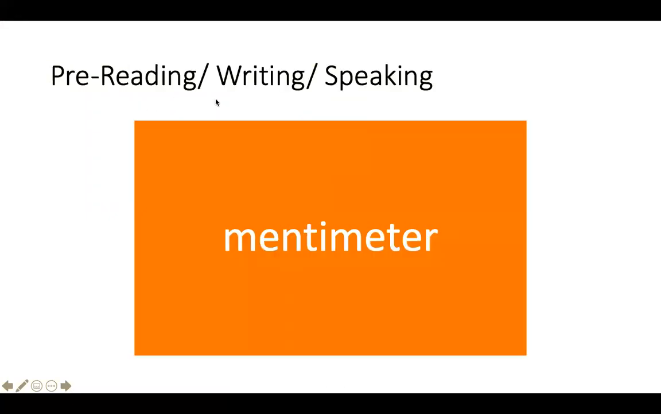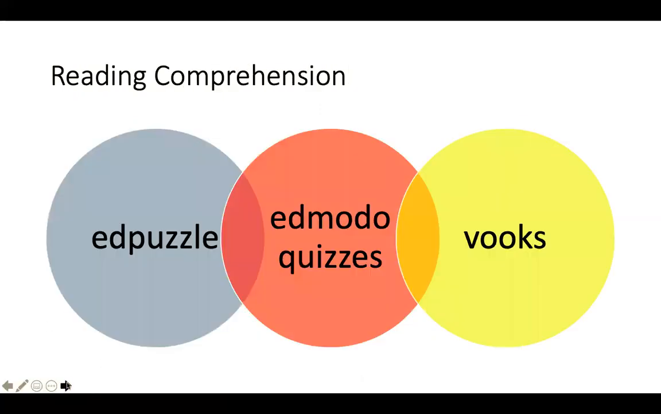For pre-reading, writing, and speaking tasks, a great tool is Mentimeter. Don't worry, I will show you everything in a minute. I'm just presenting them now. Reading comprehension: Edpuzzle with the quiz questions, Edmodo quizzes, and Vooks.